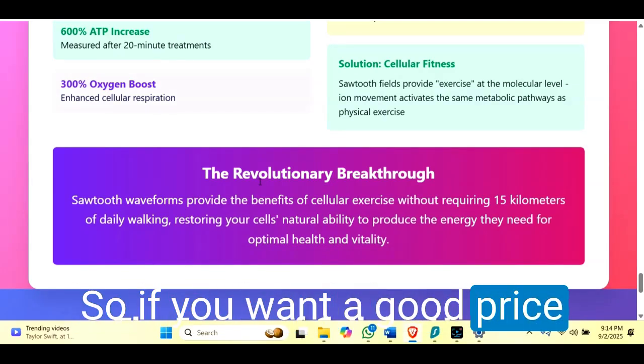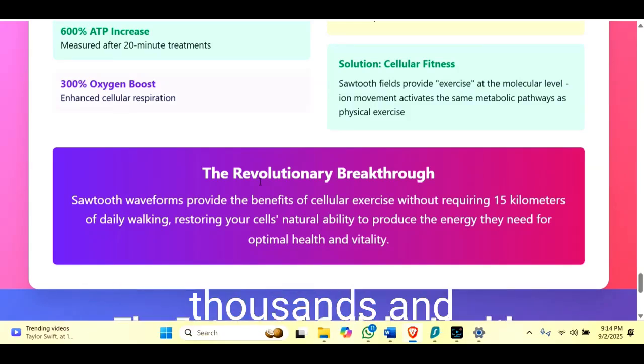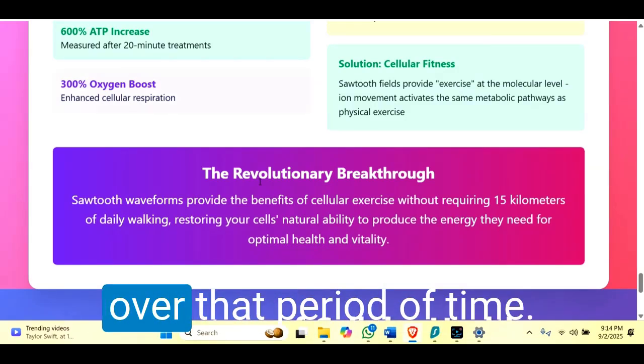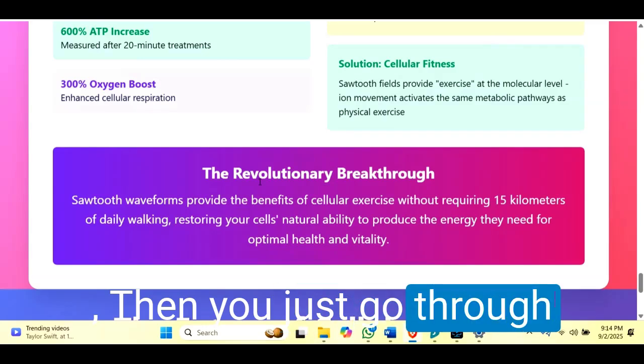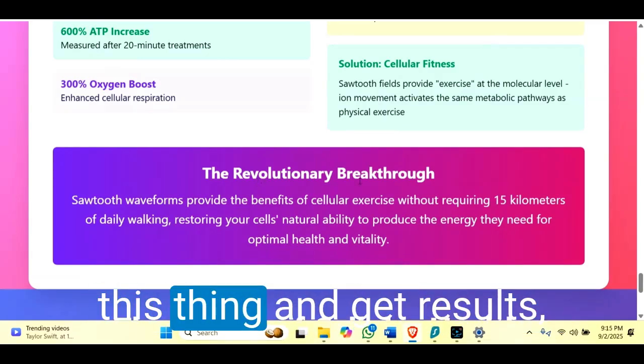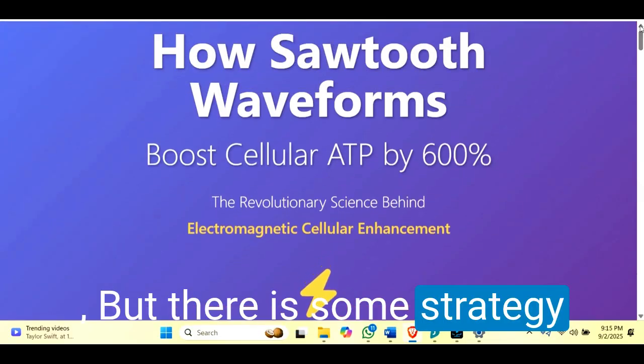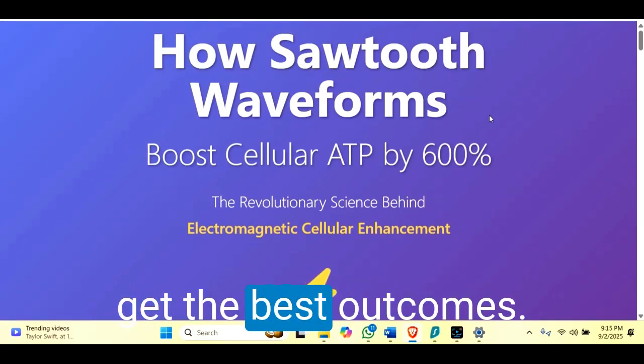So if you want a good price and you also want access to that individual who has trained and supported thousands and thousands of people over that period of time, then you just go through me and you get that level of training and support. It is extremely easy to use this thing and get results, by the way, so don't worry. But there is some strategy, okay, in how you use it to get the best outcomes.